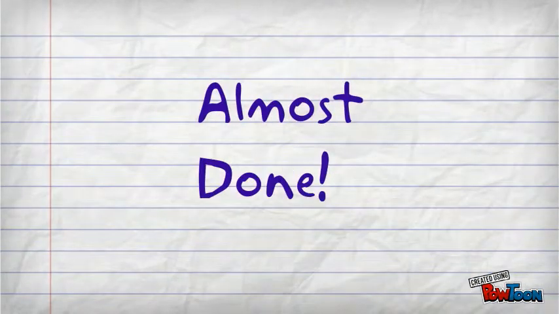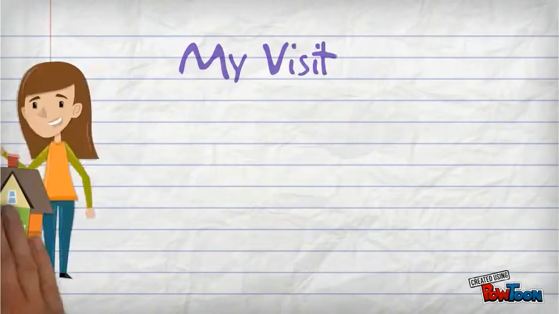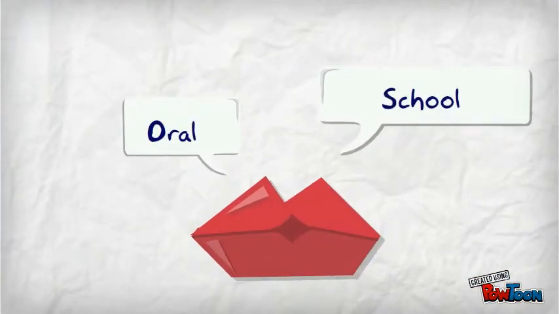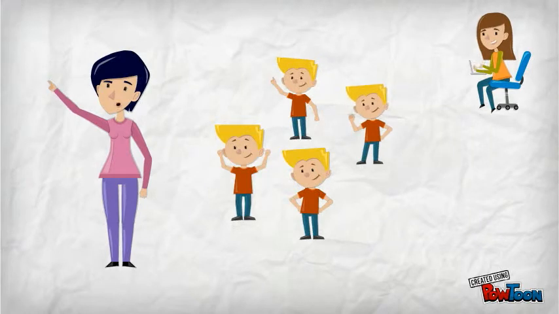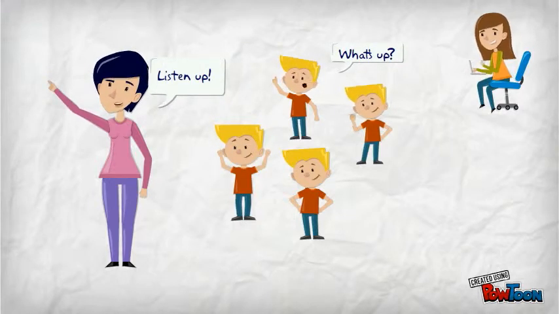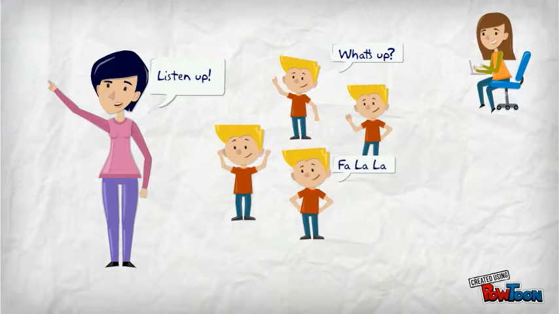Alright class, almost done. Let's take a final look into my visit at the Moog Center for Deaf Education. Because this is an oral school, there are many ways the classroom I observed looked just like a regular class. For instance, the classroom had a very standard routine and activities planned for the kids. The students were talking to one another, listening to their teacher, and at one point even listening to music.